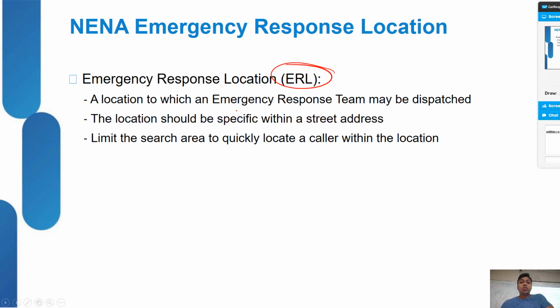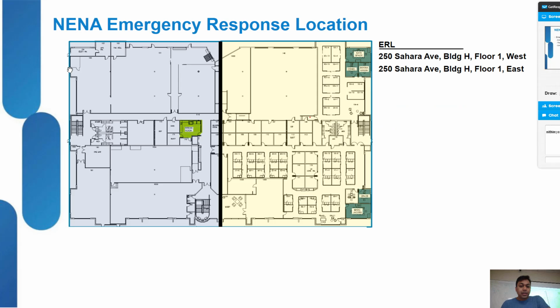This location will contain a specific street address, and it limits the search area to smaller areas so they can easily find the caller. So take a look at your building. The emergency response location recommends that every floor must have its own ERL. Every floor must be identified as its own ERL. That depends on how big the floor is. If it is more than 7,000 square feet, then you may have to have 2 locations per floor address. So this is a building where you have 1 floor, as you can see, floor 1. But because it's so big, they divide it into east and west.